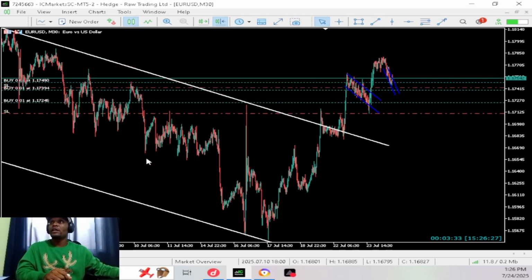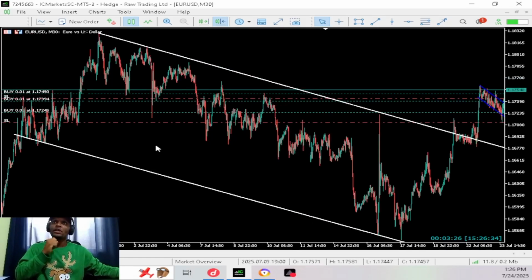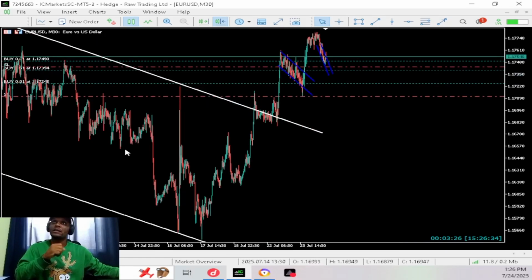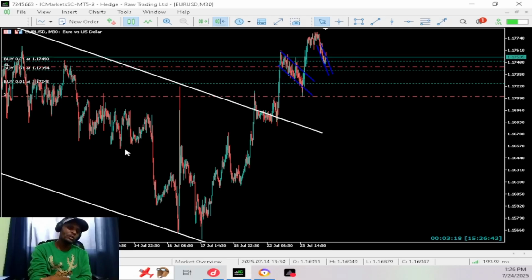So now let's get right into the chart. Starting up with our chart on Euro USD, guys. I trade on the 30-minute time frame. 30-minute is the minimum time frame that I take trades on, and I trade consistently on that particular time frame. I don't do 15, I don't do 5, I don't do 1 minute. I don't trade lower time frames on my main accounts.